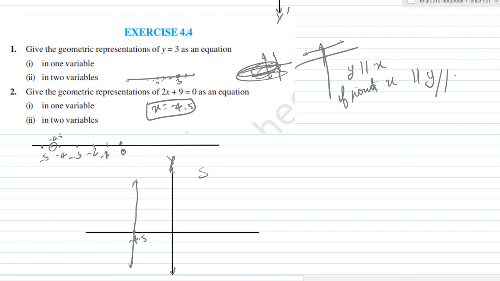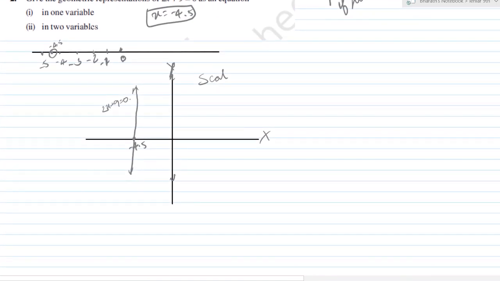Same thing here, write the scale. Don't forget to write this, and always write this equation, 2x plus 9 is equal to 0. And here also y is equal to 3. Fine, that's all. And this one is your chapter, nothing else.